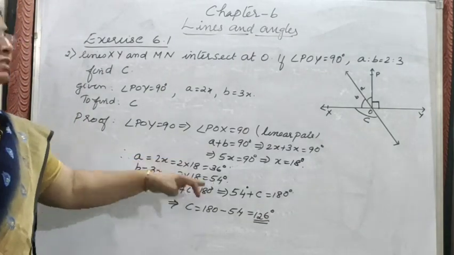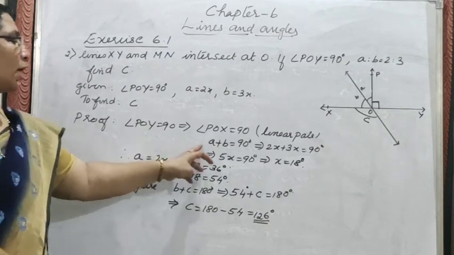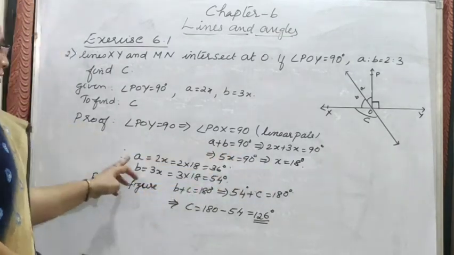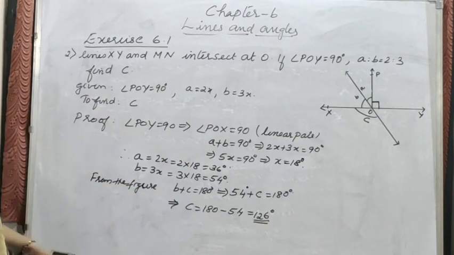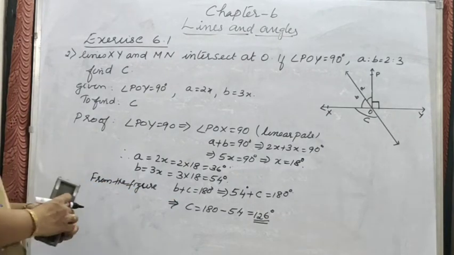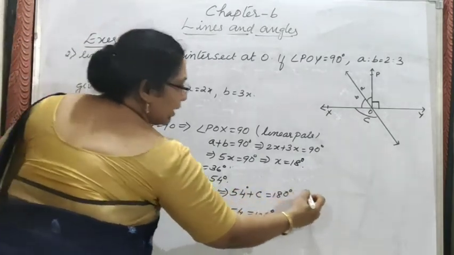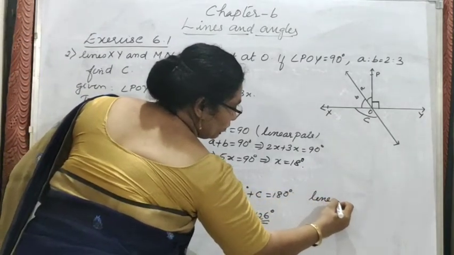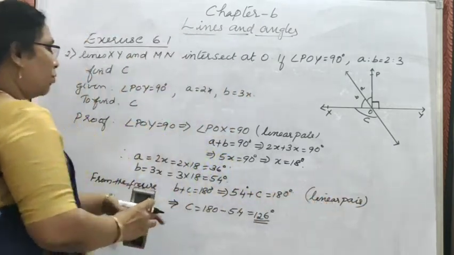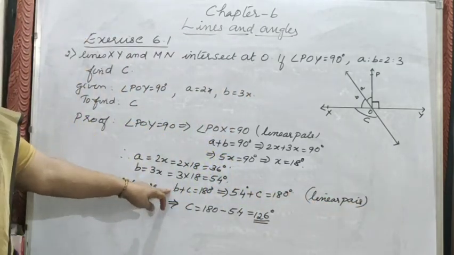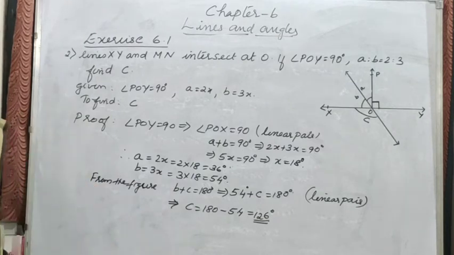So this is similar to one example also. A is to B, this time 90 degrees given. From that we have calculated x. After that each value A and B we have calculated. Then B plus C, we have used the linear pair property again. So B plus C equal to 180 degree. For this B substituted, C is equal to 180 minus 54, that means 126 degree. So the C value equal to 126.